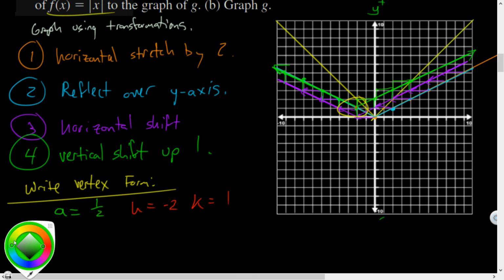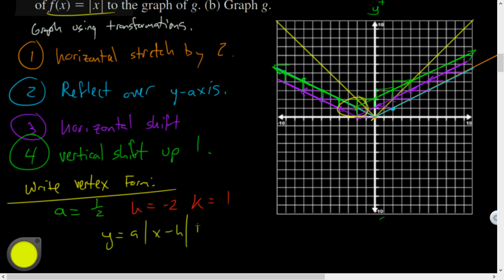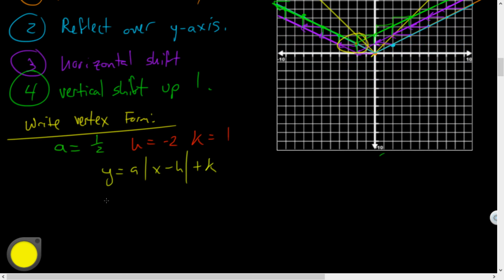So if I wanted to write this in the form y equals a times absolute value of x minus h, plus k, what would that look like? That would be y equals 1/2 absolute value of x minus a -2, which is +2, plus 1.